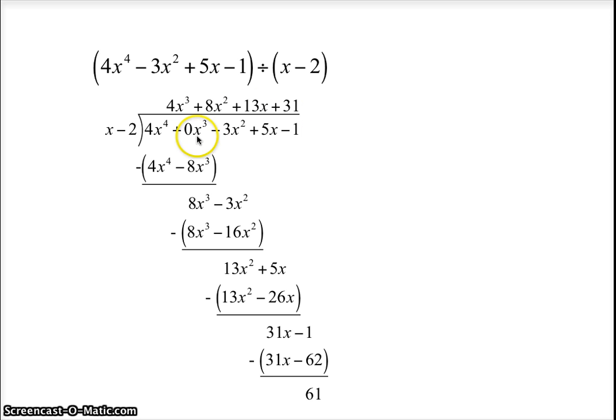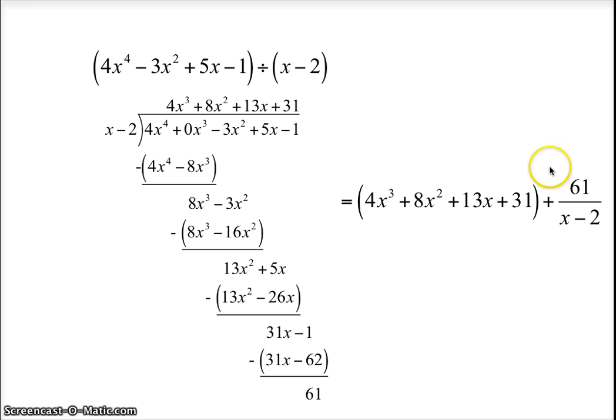Alright, so you can see this was a long question, but because we put that placeholder of 0x cubed in, we were able to continue on and get a remainder of 61. So our final answer will be 4x cubed plus 8x squared plus 13x plus 31 plus our remainder of 61 over the divisor x minus 2.